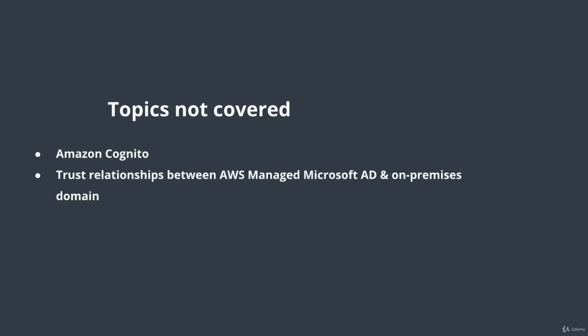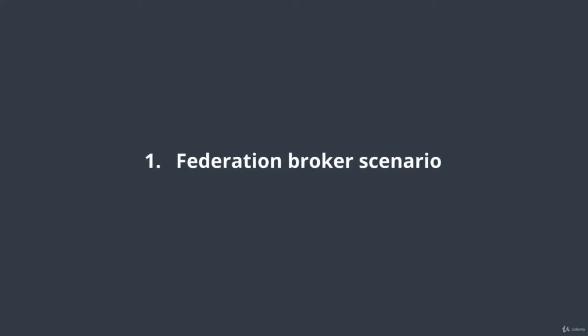I'm not covering two important topics here. One is Amazon Cognito, the second is AWS managed Active Directory trust relationships with on-premises domain. You have to go elsewhere to learn those topics. Now let's jump to the first scenario.